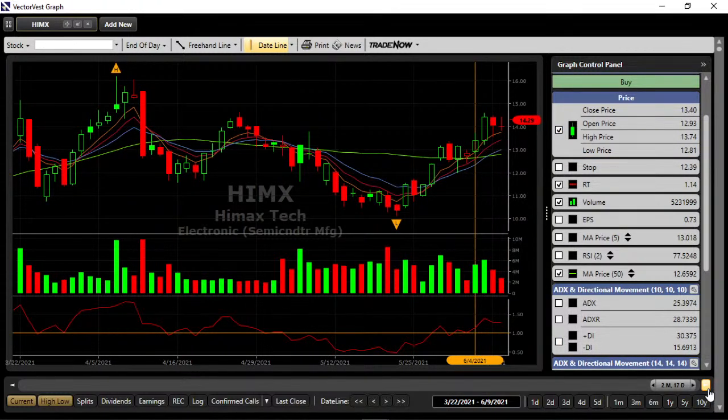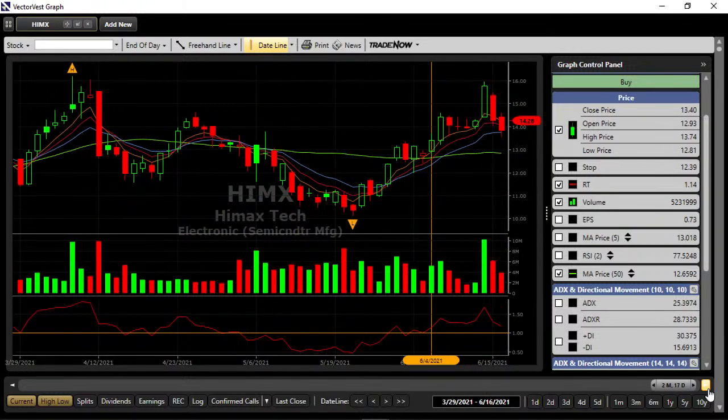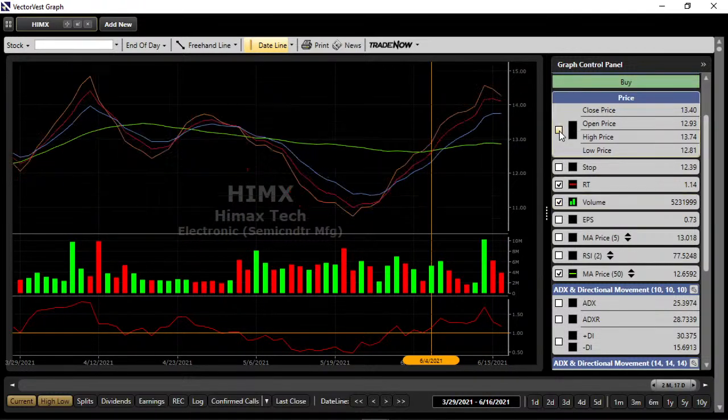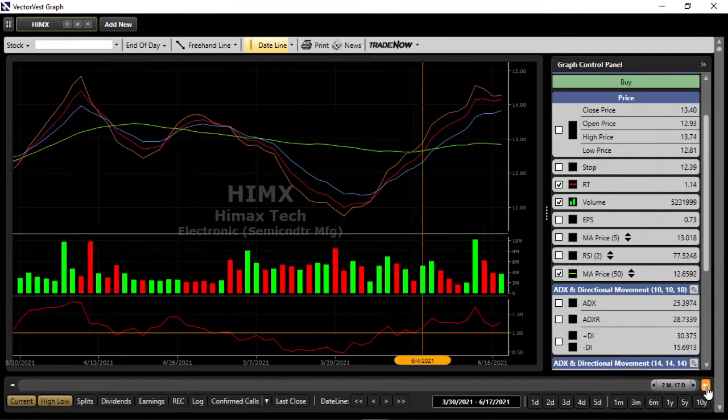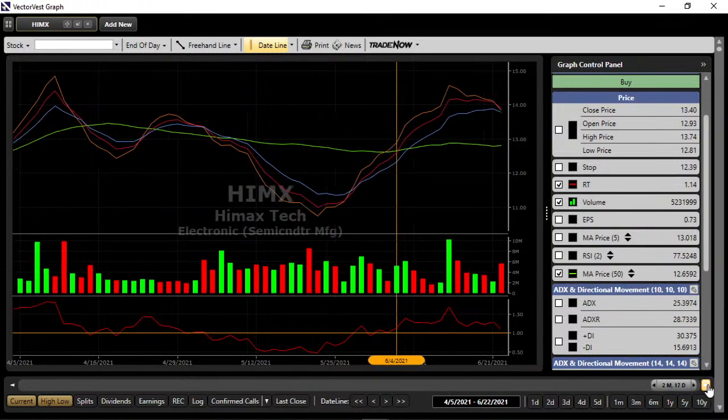Let's move forward and just step through here. When did the 5-period moving average close below both the 8 and the 13? I don't need price on. Well, the 5 started to squeeze towards the 8 here. The 5 closed below the 8 on June 22nd.